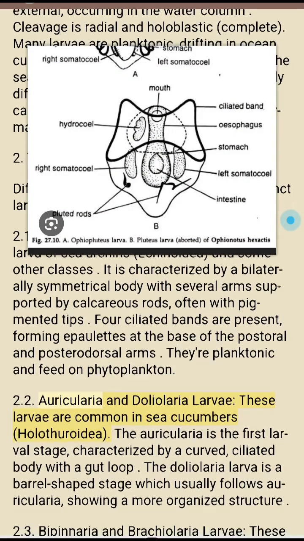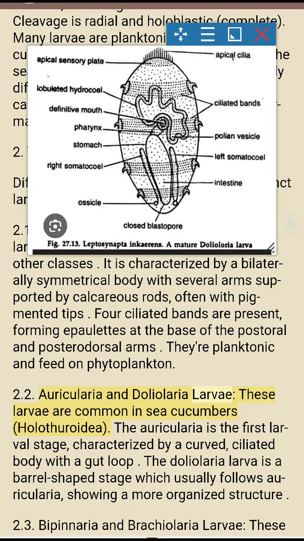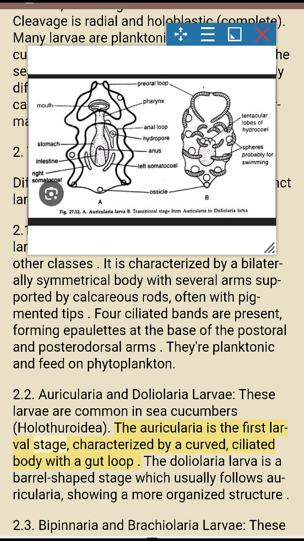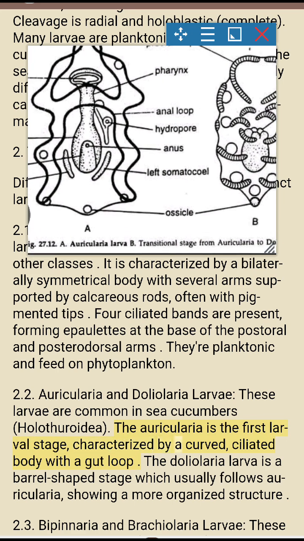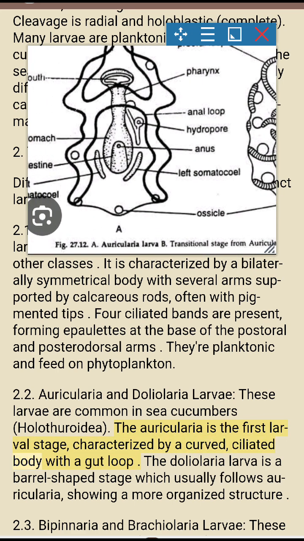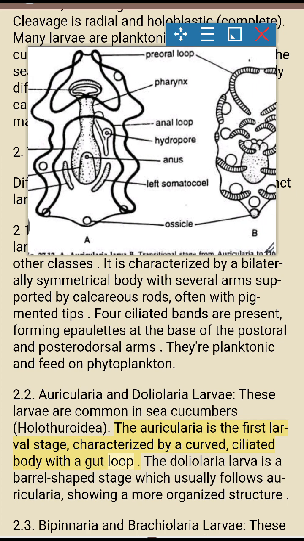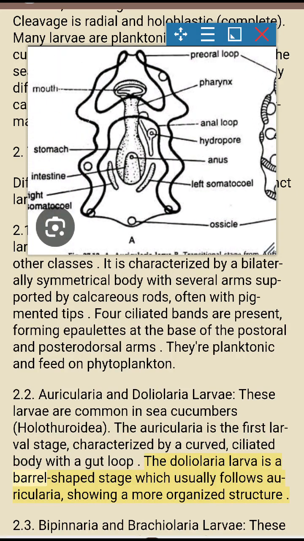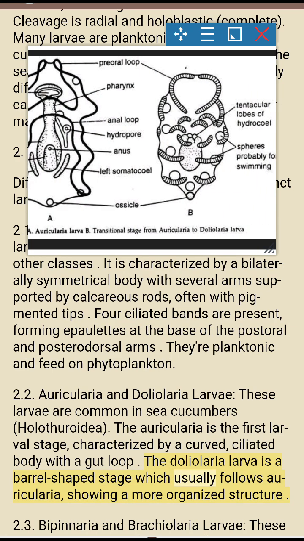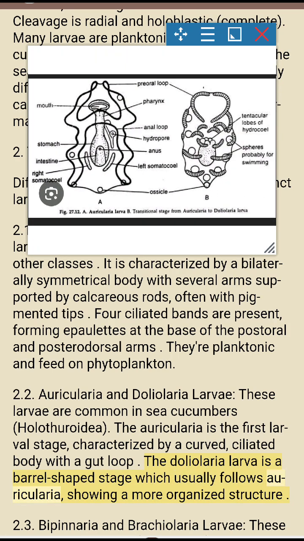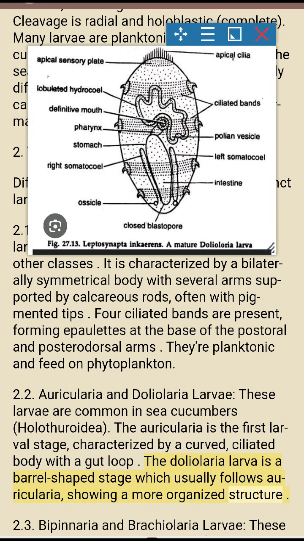2.2. Auricularia and Doliolaria larvae. These larvae are common in sea cucumbers, Holothuroidea. The auricularia is the first larval stage, characterized by a curved, ciliated body with a gut loop. The Doliolaria larva is a barrel-shaped stage which usually follows auricularia, showing a more organized structure.